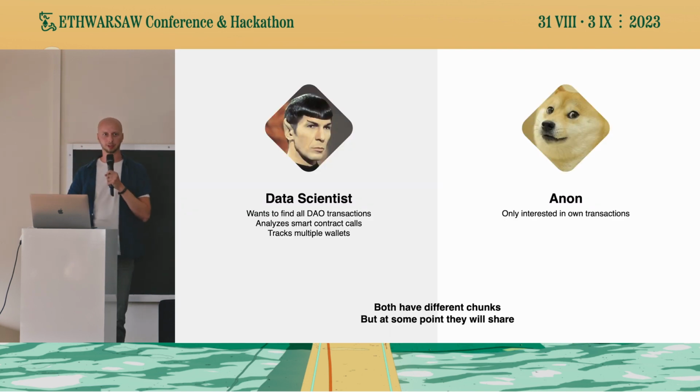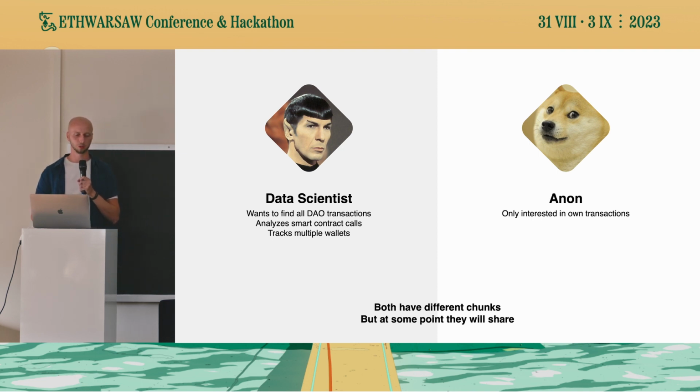So it gets even better. Imagine we have two different users. One user is a data scientist, and they need lots of data to do their job. Another person is only interested in their own transactions. So they are very different use cases. They both have very different index chunks. But at some point, they will be sharing chunks with each other.